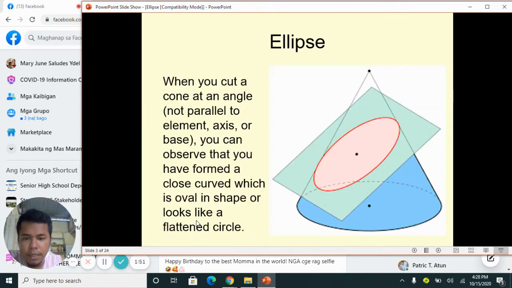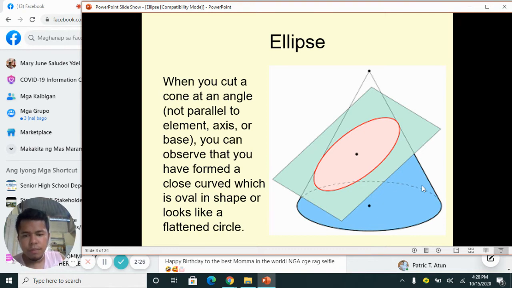So let's start. An ellipse is formed when you cut a cone at an angle. So when we cut a right circular cone at an angle not parallel to the element, or not parallel to the axis, or not parallel to our base, any angle as long as it is not parallel, we can form an ellipse.